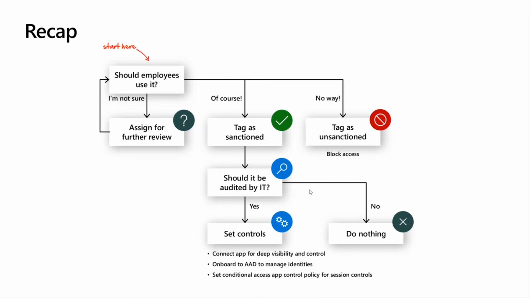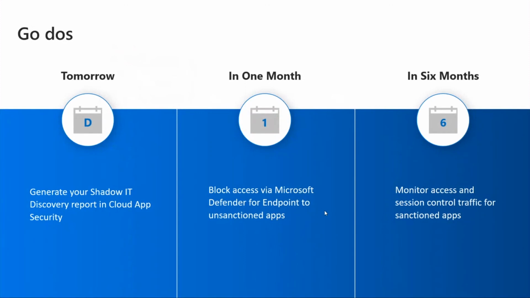But for now, what I would encourage you to do is tomorrow just generate a shadow IT discovery report in Cloud App Security. The integration between Microsoft Defender for Endpoint and Cloud App Security is a single toggle button. We really encourage you to enable that, understand all the different cloud applications and device information that is occurring in your cloud landscape today. Then one month from now, reassess.